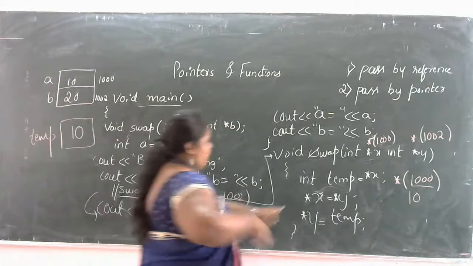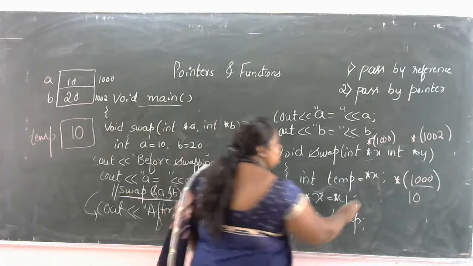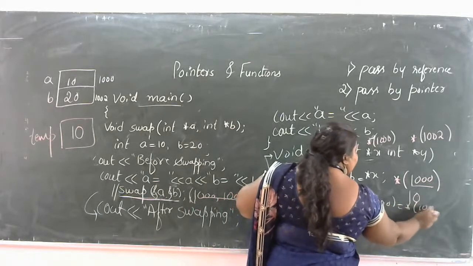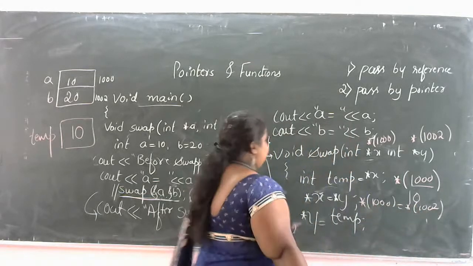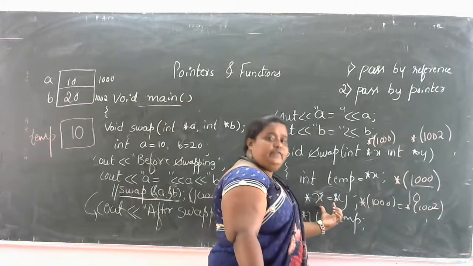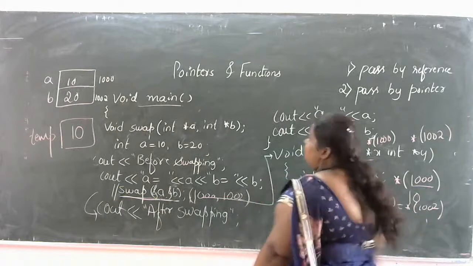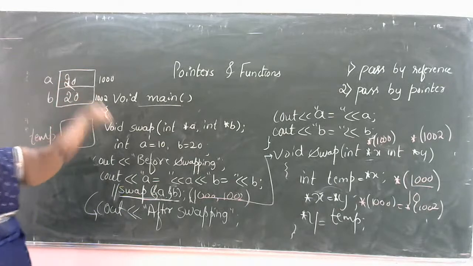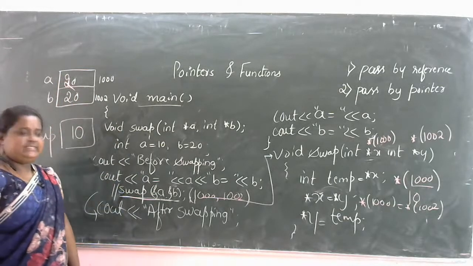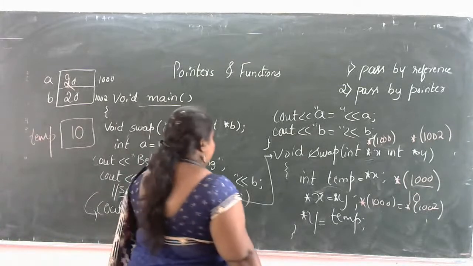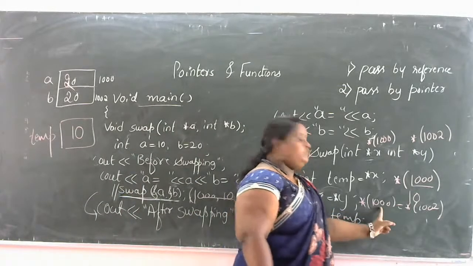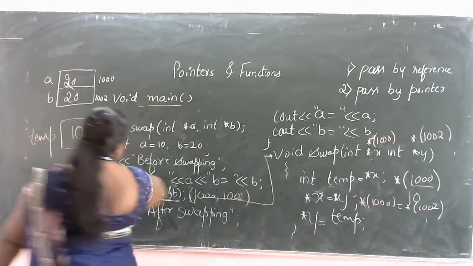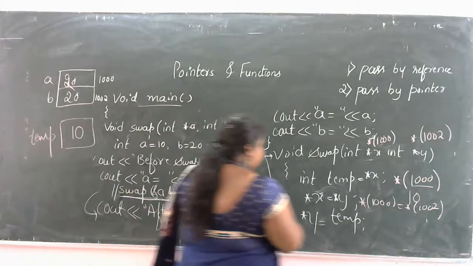Next, star of x equal to star of y, that is star of 1000 equal to star of 1002. What happens is the value in star of y is stored in star of x. What value is in 1002? 20 is there, and that will be assigned to star of 1000 place. Here the 1000 place is a's position. So 20.